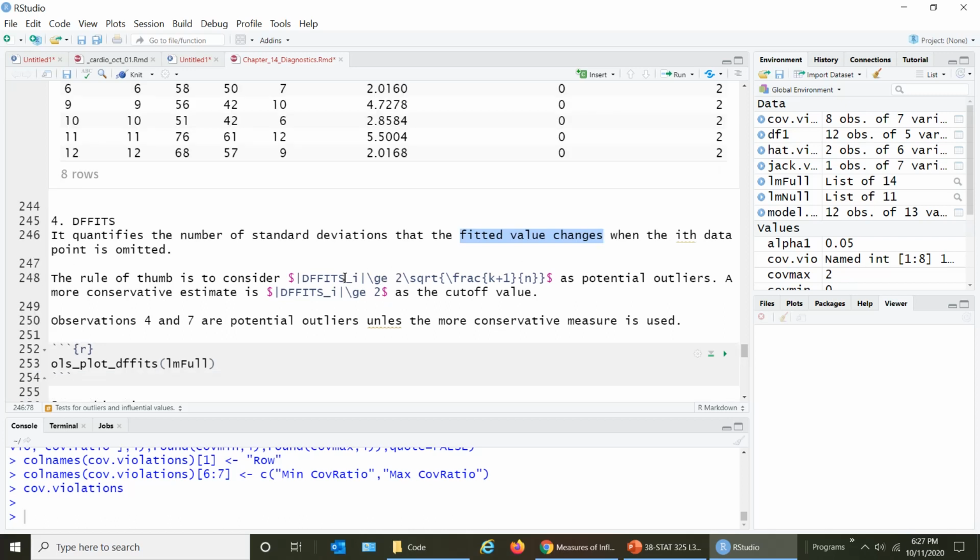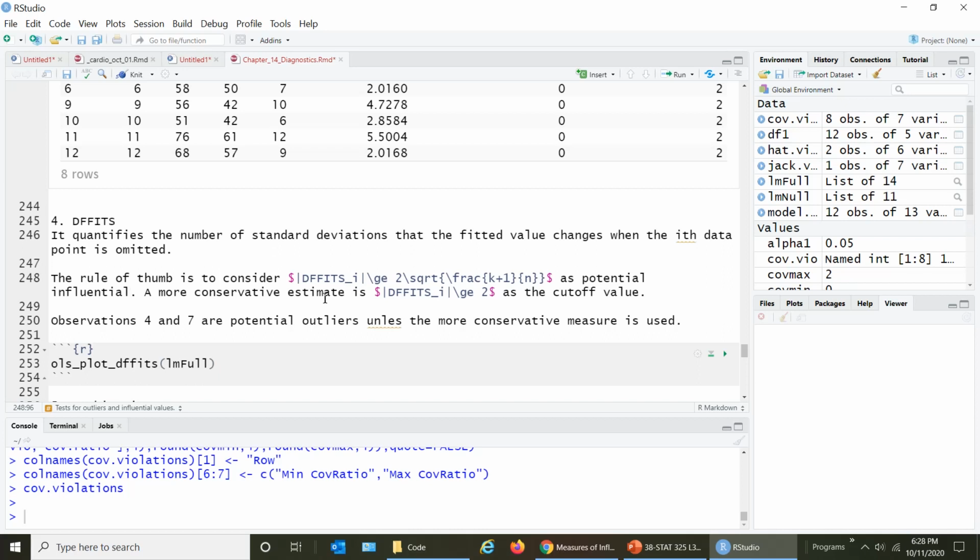And so the general rule of thumb is that if it is greater than 2 times the square root of (k+1)/n, then that would be a potential outlier, or I shouldn't say outlier, this is a potential influential point, because it's influential in that it changes the model, okay? So an outlier is something that could change the model, but it's far away from everything. An influential point usually is far away, but it's far away near the tail, okay?